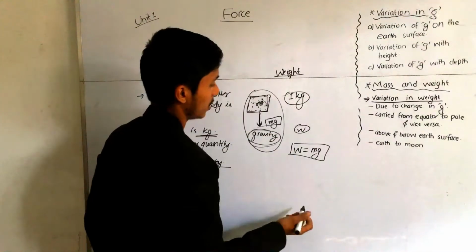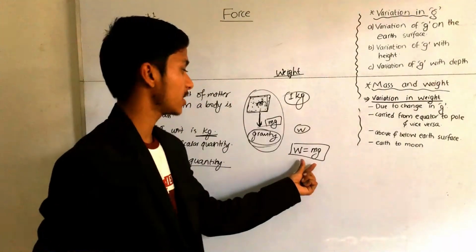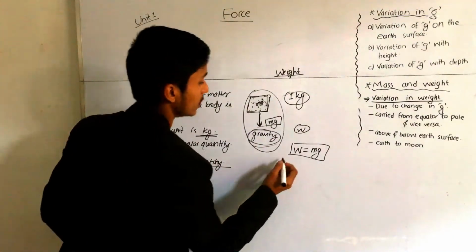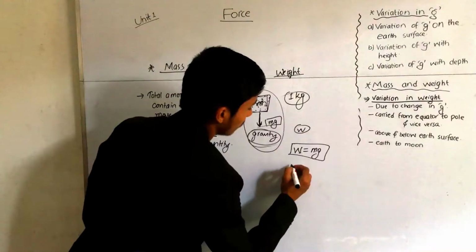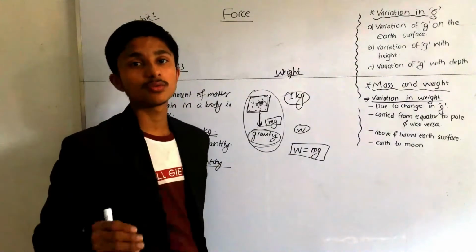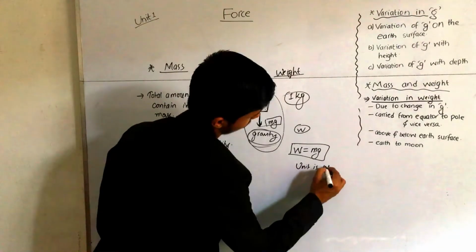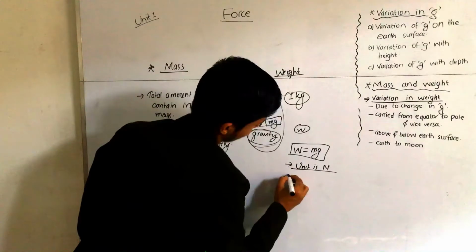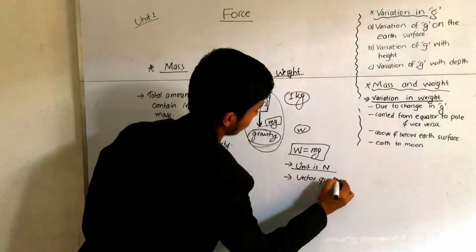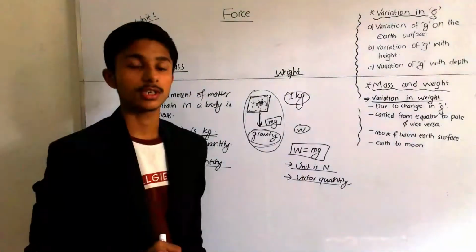Weight we are discussing. It means the value of weight is directly proportional to the acceleration due to gravity. Now we discuss here. Since weight is a kind of force, its unit will be Newton. The unit is Newton. Second point, it is a vector quantity. Now you ask how it is a vector quantity.